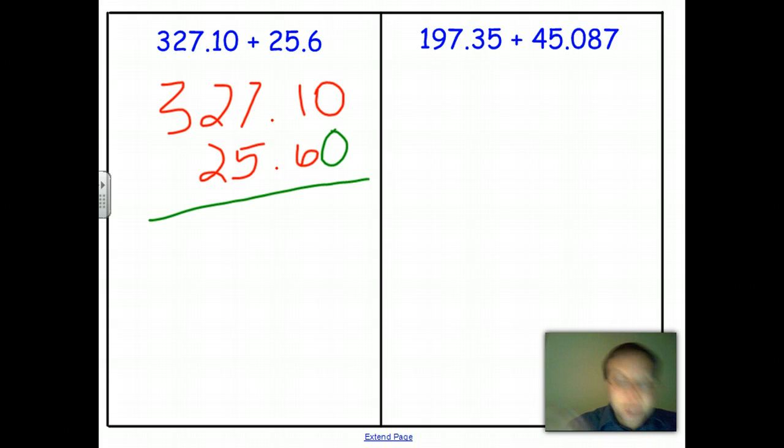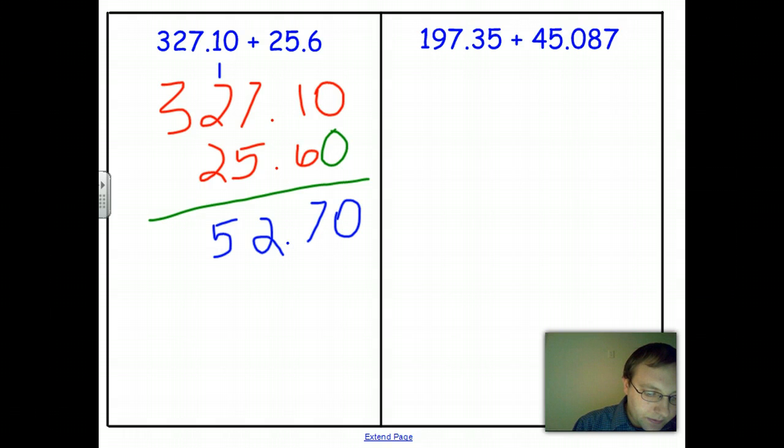So going through, now just adding down through place value columns, 0 plus 0 is 0. 1 plus 6 is 7. 7 plus 5 is 12. So we drop the 2 there and add a 1 to the next column, because 12 ones represents 2 ones and a new 10. So 1 plus 2 is 5 tens. And still just 300s because we have nothing else to add there. So what we've gotten is that 327 and 10/100ths plus 25 and 6/10ths is 352 and 70/100ths.